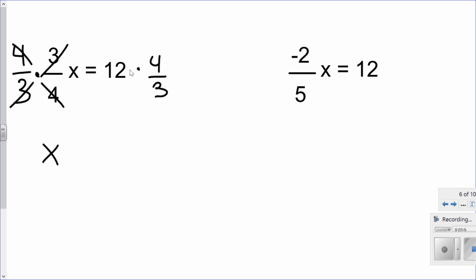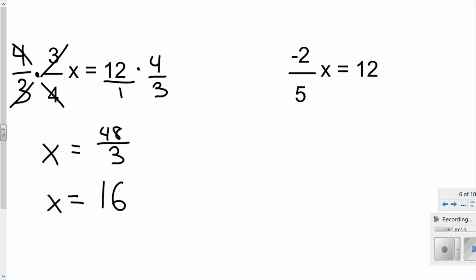Now, it might be tricky to identify how to solve this one, but remember, you could always put any integer over 1. So by doing that, I get x equals 12 over 1 times 4 over 3. You multiply the numerators together, so I get 12 times 4, which is 48, over 1 times 3, which is 3. x equals 48 divided by 3, or 16.